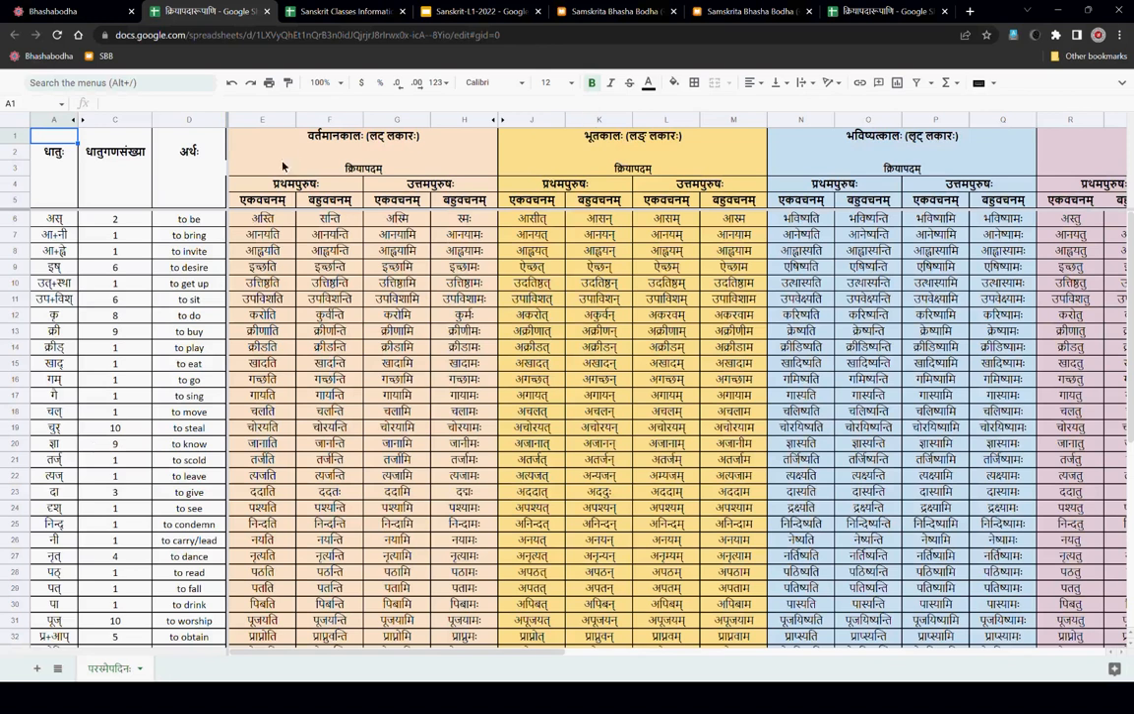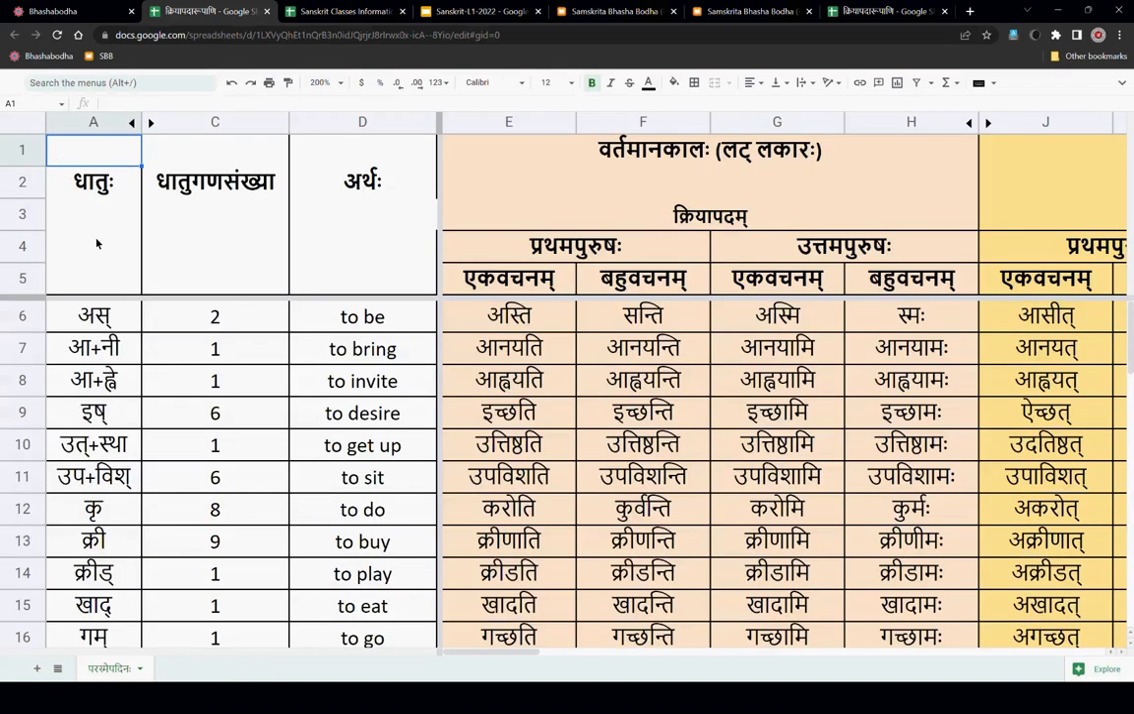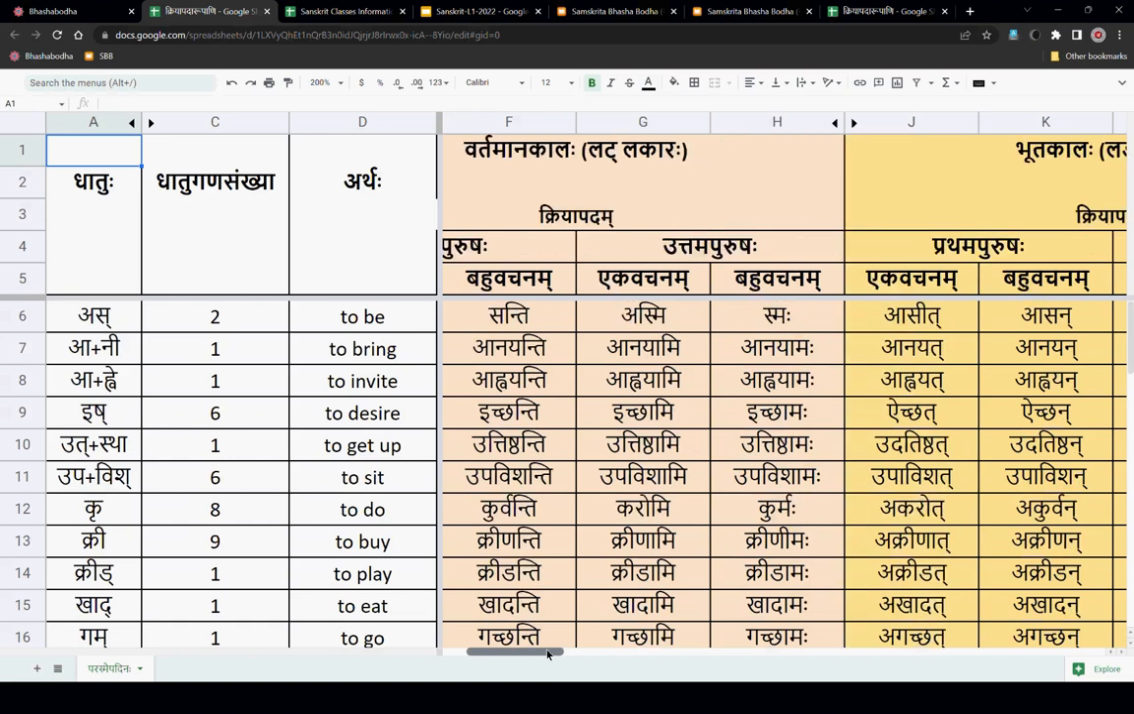So this has the first column as dhatu. Let me zoom this. First column is dhatu, and the second C column you can right now ignore. Third one, D column is the artha in English. As means what, etc. And then the other columns here are color coded. The first set is the Vartamana Kala, Rupam, Ekavachana, Prathama Purusha, Uttama Purusha.